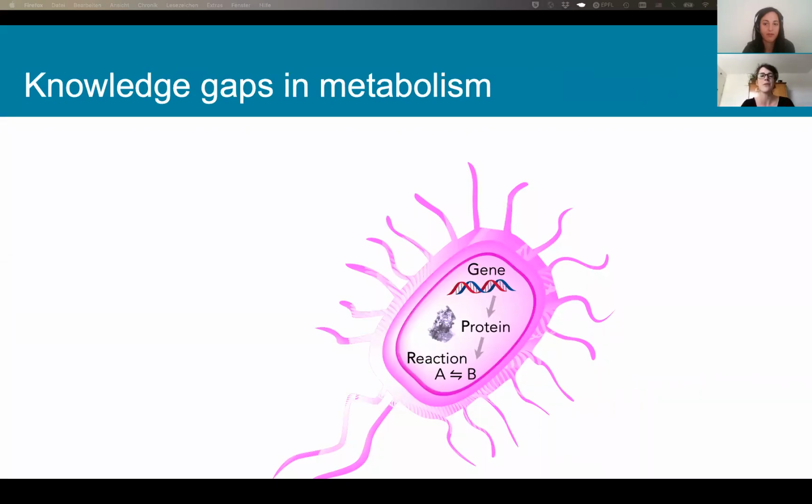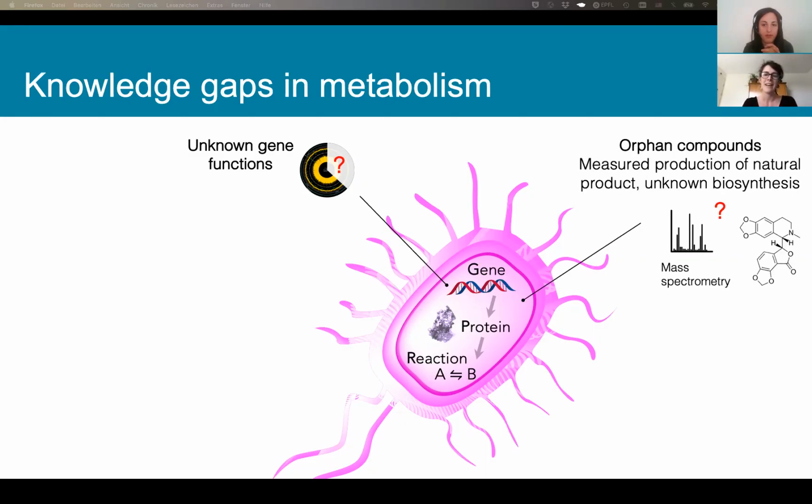So now I want to give you a short overview on where these knowledge gaps in metabolism come from. One part are unknown gene functions. A lot of genes have been sequenced, and we know that many of these open reading frames code for proteins or enzymes, but we don't know what the functions of these genes are. For example, E. coli is one of the most studied organisms, and even nowadays there are like 25% of open reading frames without a functional annotation. Then we also have the case of orphan compounds.